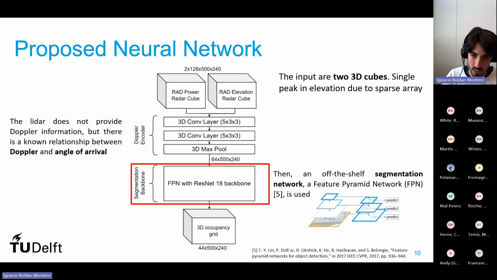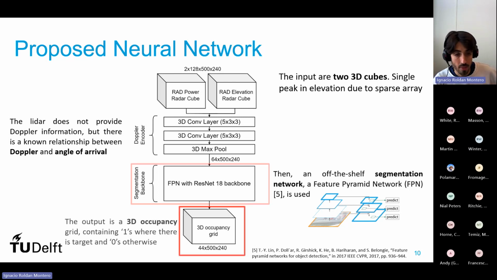Then we use a segmentation network called feature pyramid network that, if you remember, is windows of different sizes to account for the different sizes of the different targets. So we have used this pyramid structure with different sizes of the windows. And then the output is a 3D occupancy grid in azimuth, elevation, range that contains ones where there are targets and 0 otherwise. This could be understood as a detection mask.